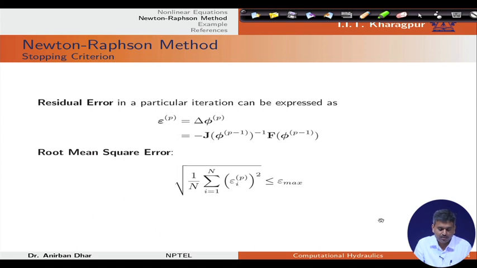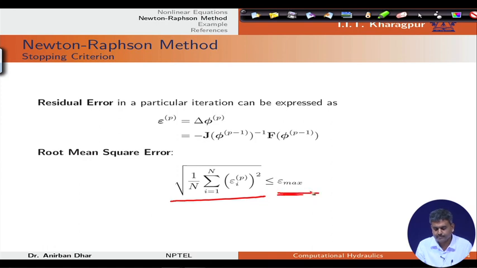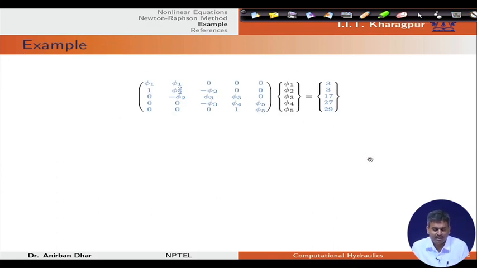Now, what we can do, we can calculate the root mean square error, and this root mean square error should be less than or equal to some specified root mean square error level. So, this is the stopping criteria for this Newton-Raphson method. Now, let us consider one example.